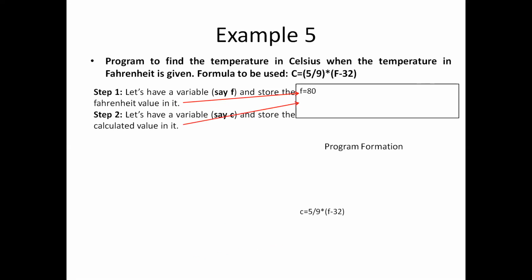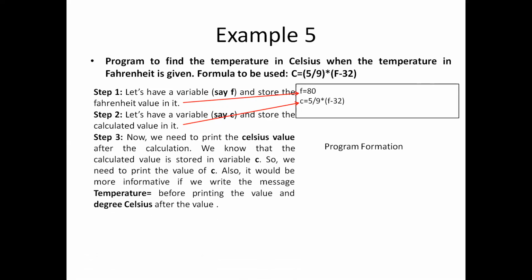So how is this to be written? We are going to write it like this: C equal to 5 upon 9 multiplied by f minus 32, and f minus 32 is going to be in brackets because first f minus 32 is going to be calculated, then 5 upon 9 is going to be calculated, and whatever the result of 5 upon 9 is, that is to be multiplied with the value of f minus 32, right?